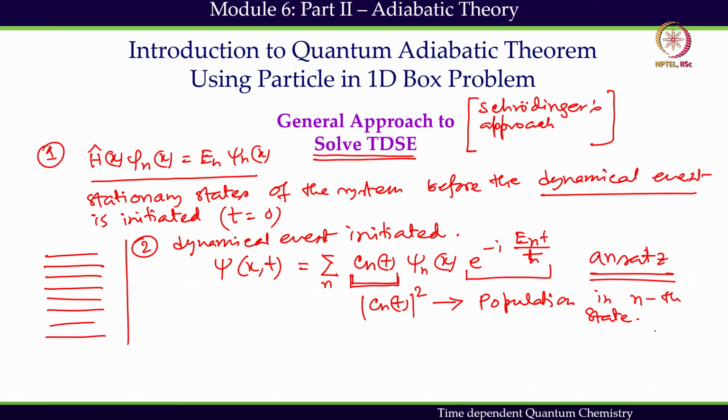A non-stationary state can have population in several different states. Before the dynamical event started, I may have population only in a single state, but while the dynamical event is going on, the population can occupy different places. It can have population in different levels. The total population is going to be 1, but I can have population developed in different states, and that is called a non-stationary state.